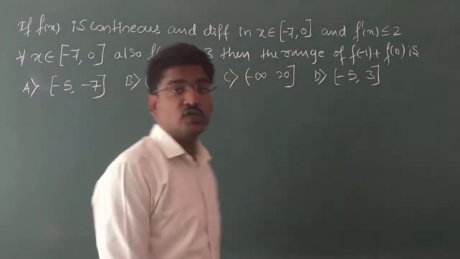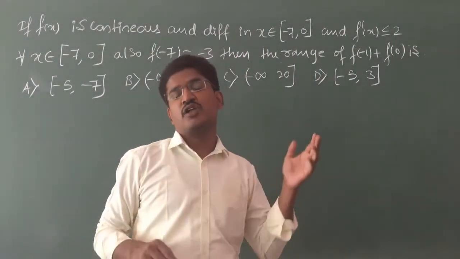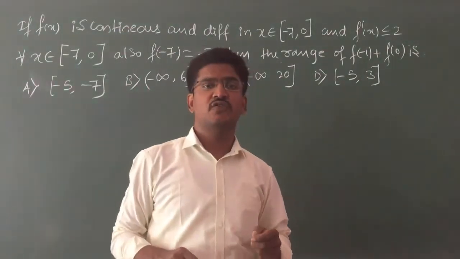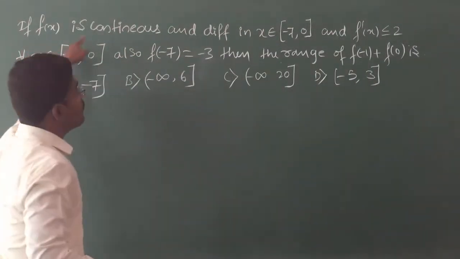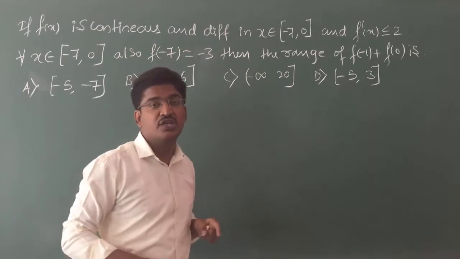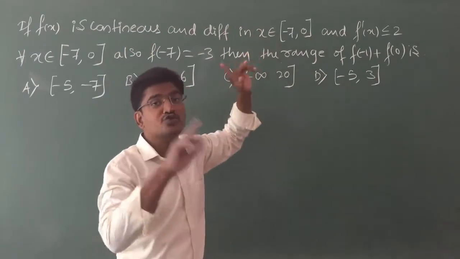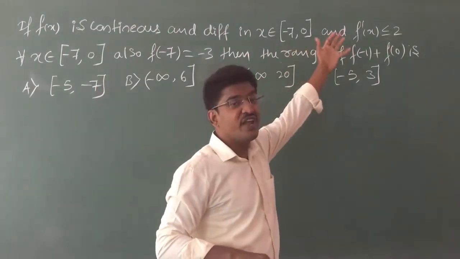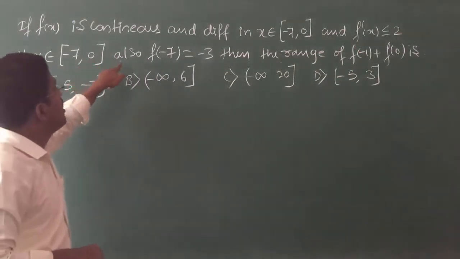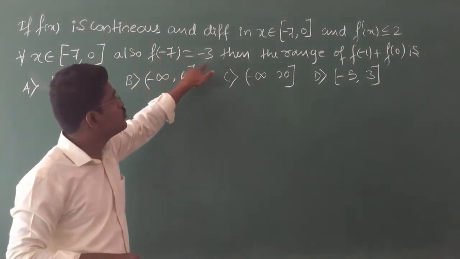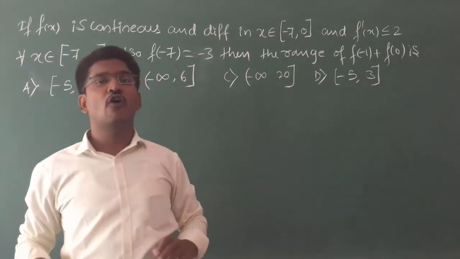Okay, students. So now let us move to the next question. That is from your application of derivatives. So let us see what they are asking. If f of x is continuous and differentiable in x belongs to the closed interval minus 7 comma 0, and f dash of x is lesser than or equal to 2 for every x belongs to this interval, also f of minus 7 is equal to minus 3, then the range of f of minus 1 plus f of 0.